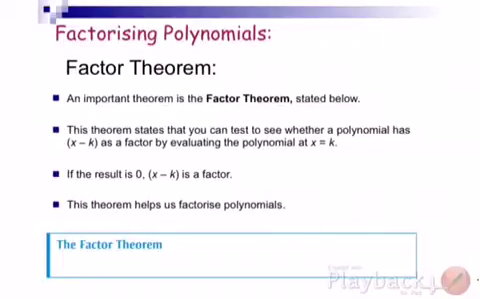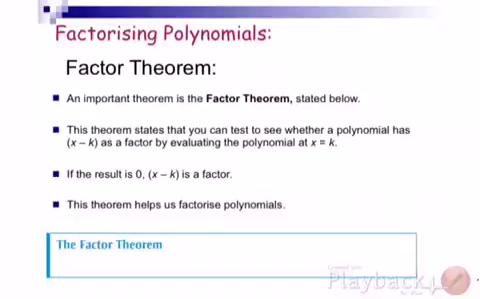The theorem states that you can test to see whether a polynomial has an x minus k as a factor by evaluating the polynomial at x is equal to k. So by plugging in k as your value for x, that will tell you if it is a factor, because the result should equal 0.